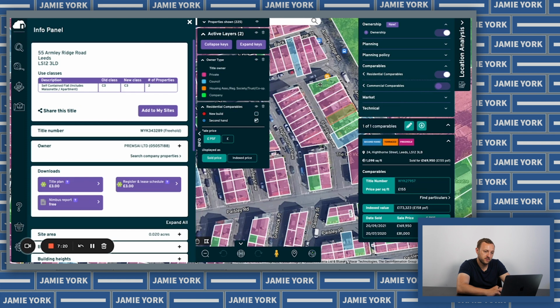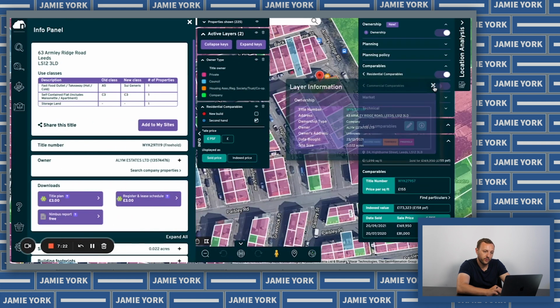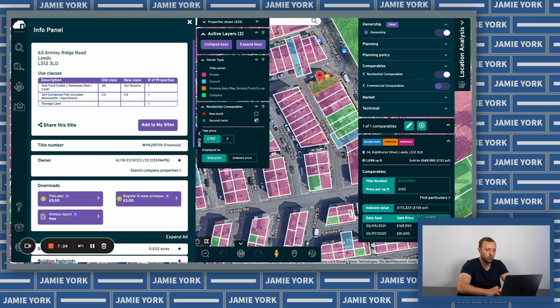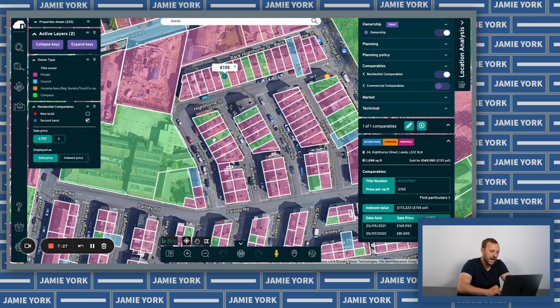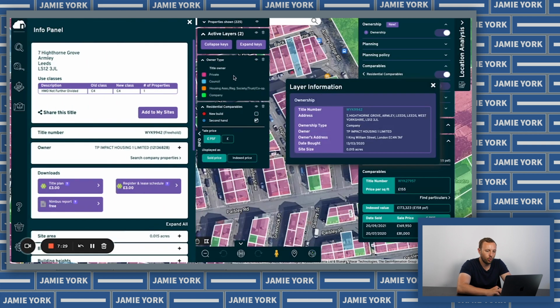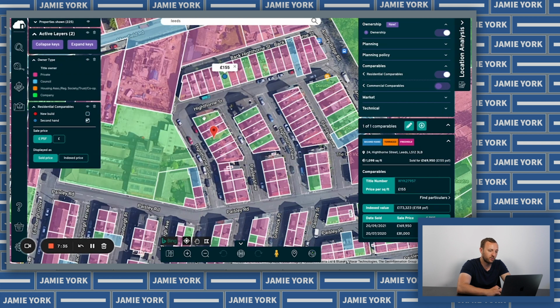Different companies. Wow. Really gives a lot of information. And all of this is really important to your due diligence. And the cool thing for me is it's all in one place. TP Impact Housing, I happen to know, is also a social housing provider.